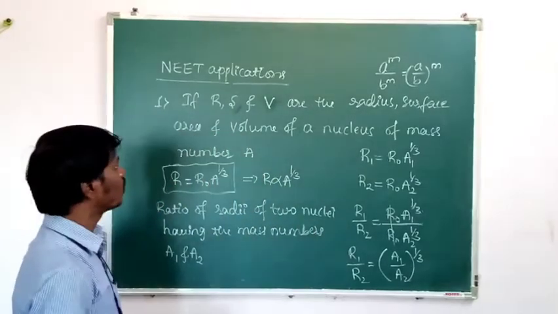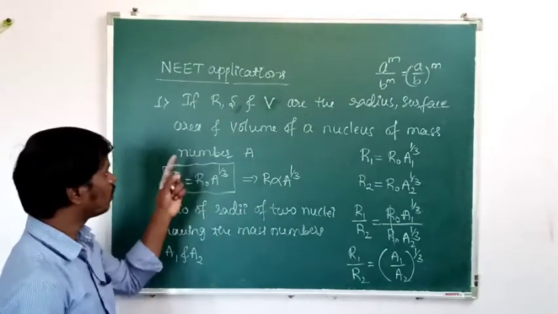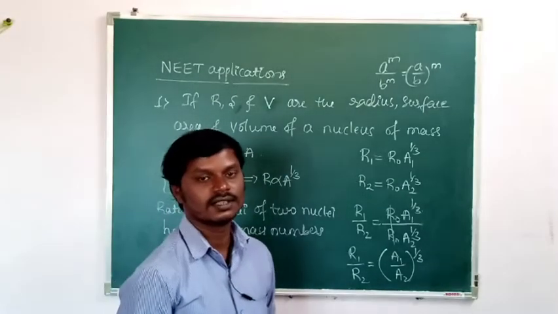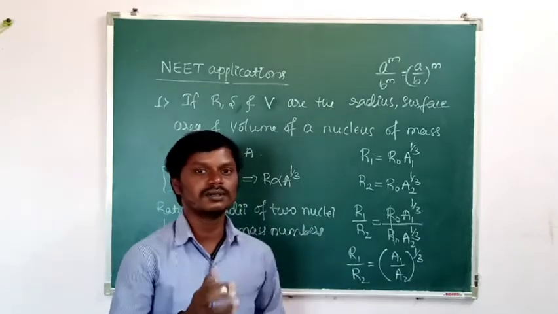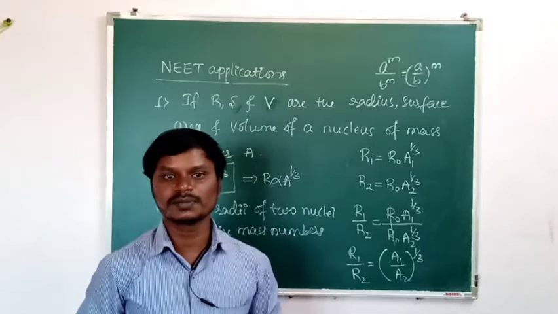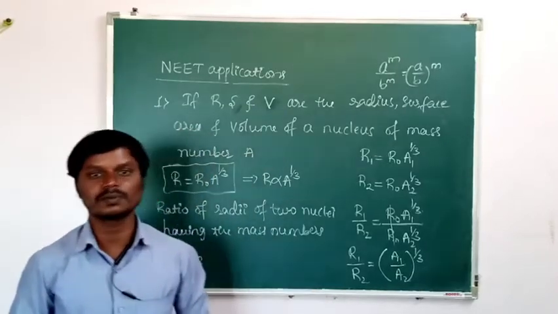Then what about the surface area of the nucleus? In the first application only we are going to discuss the surface area of the nucleus. So what we assumed here, the nucleus is spherical in shape. Means how to find the surface area of the sphere, by using the formula 4 pi r square.